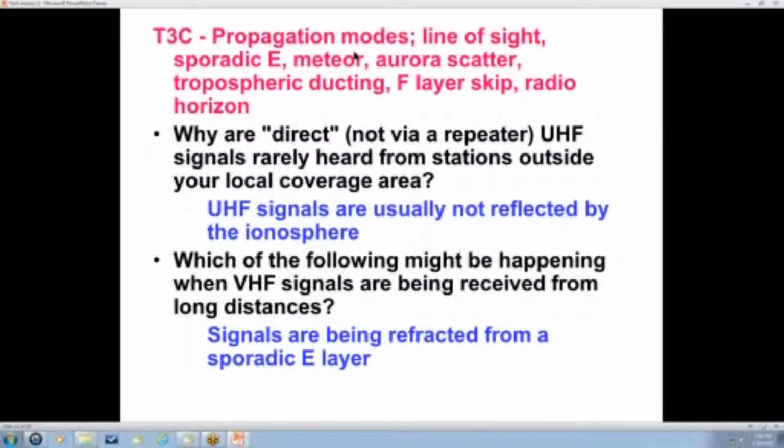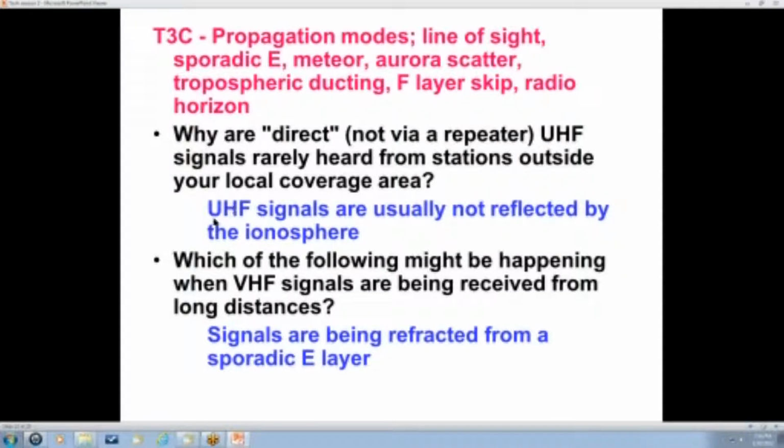Propagation modes: line of sight, sporadic E, meteor, aurora scatter, tropospheric ducting, F-layer skip, and the radio horizon. VHF direct, that is, not via repeater, UHF signals are rarely heard from stations outside of your local coverage area. The reason is that UHF signals are usually not reflected by the ionosphere.